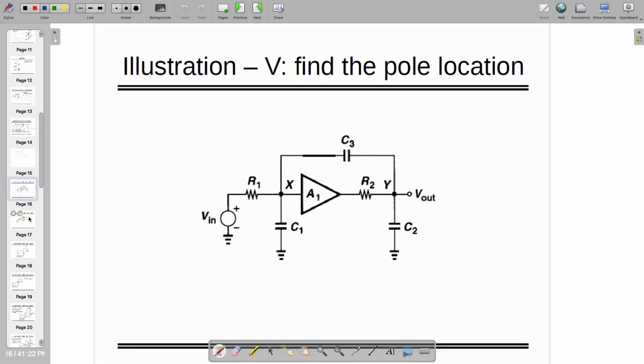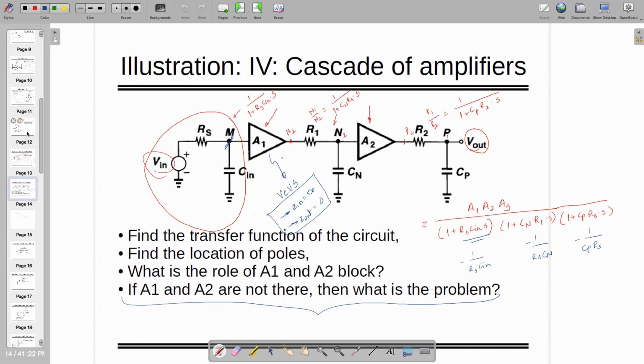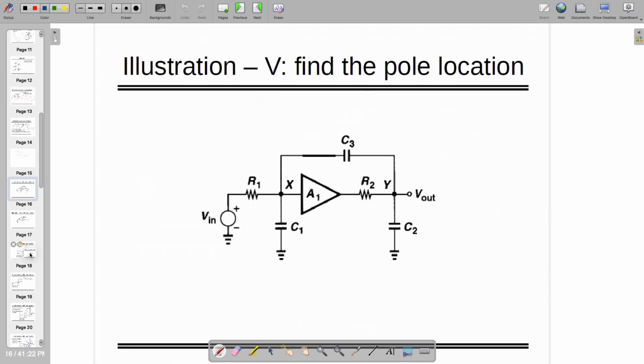Now let's go to the next level. Now I need to find out the pole location. Let's look at this circuit. This is a simple circuit similar to what we have studied. Look at this, I'm just doing one extra thing. I'm adding a capacitor between M and N point and keeping it here, right? This is what I'm doing.